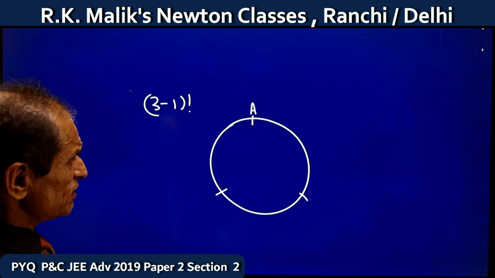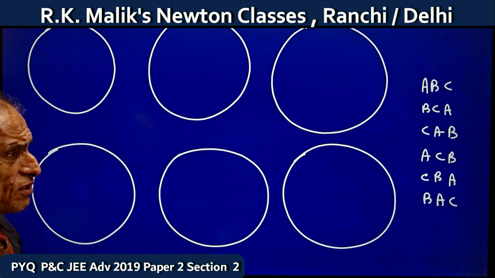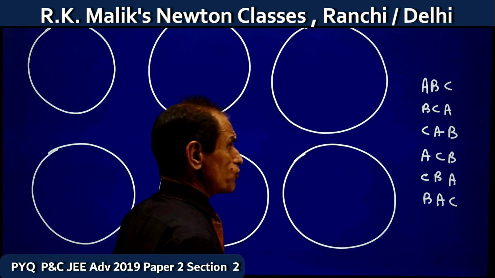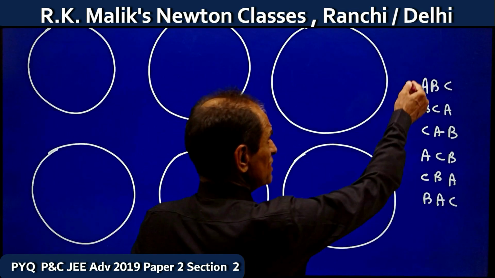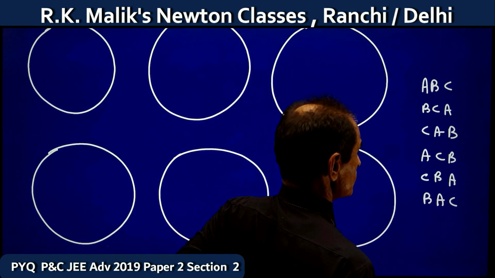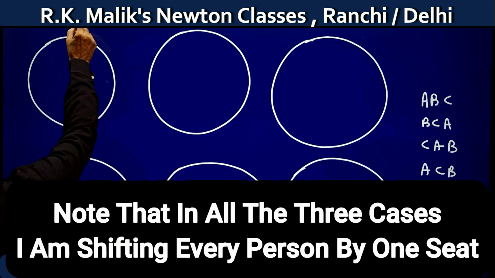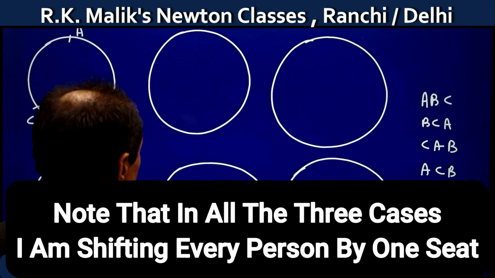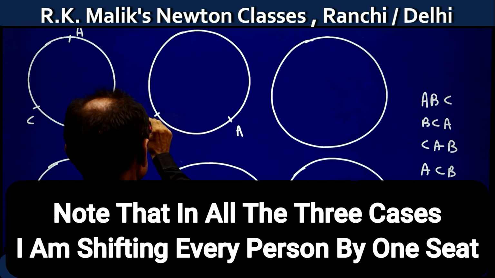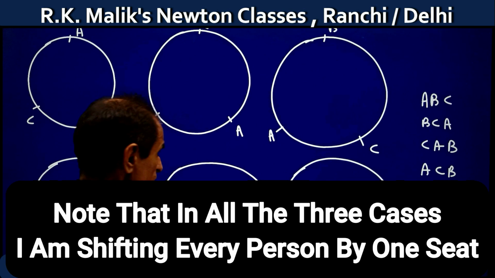I can say the same thing in a slightly different manner, which will give you a clear picture of (n minus 1) factorial. Suppose we have to make 3 persons sit in a line. Obviously, these are the possible arrangements. Now I show the same arrangement in a circle. Suppose A is here, B is here, and C is here. Second case, A here, B here, and C here. Third case, C here, A here, and B here.